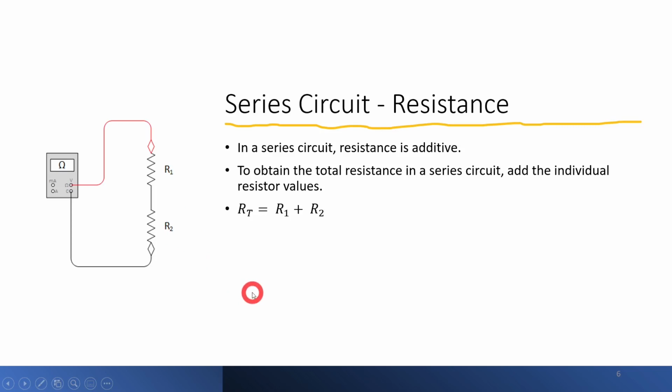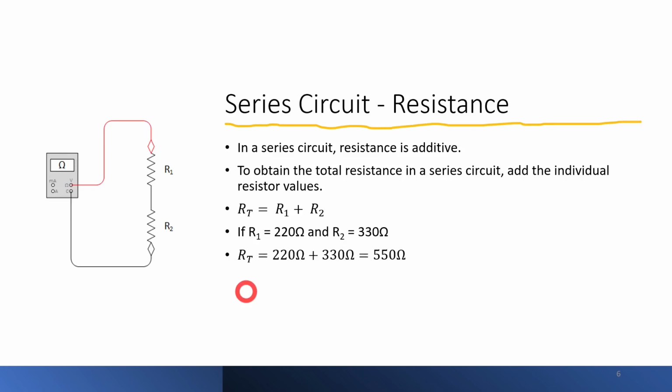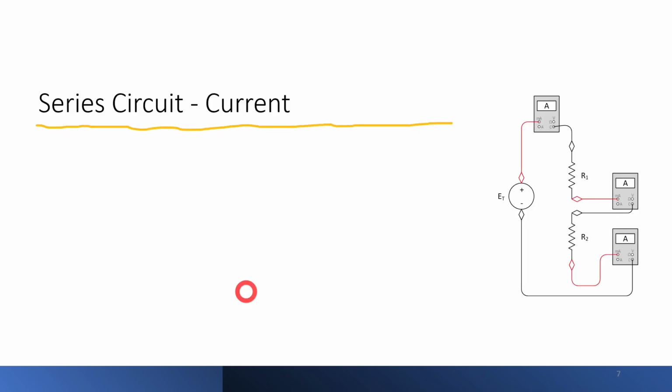If we add those two together, it would be the same as connecting them in series and then connecting our ohm meter across those resistors, and we would measure the total resistance with our ohm meter. So if R1 is 220 ohms and R2 is 330 ohms, we would add those together, and our total resistance should be 550 ohms.